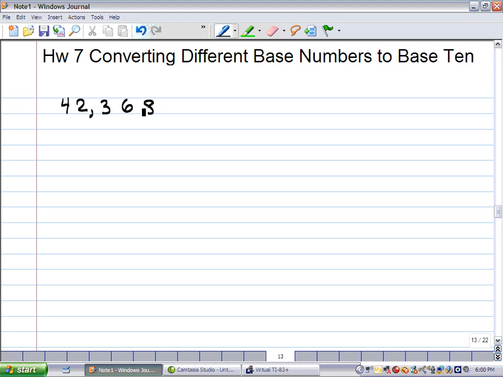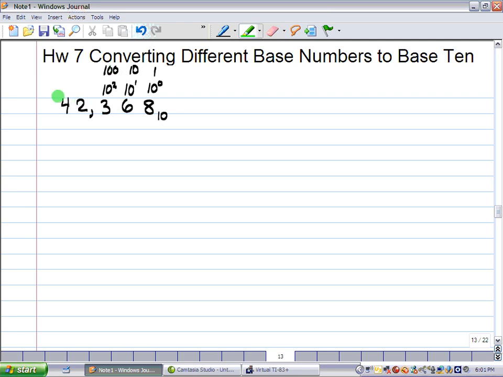We have 8 here, and this is base 10, so I'm going to go ahead and write a 10 down there to remind us. This is base 10, so this is 10 to the 0. Remember, anything to the 0 power is 1. Then this one is going to be 10 to the 1, which is 10. And this one's going to be 10 to the 2, which is 100. So this is the ones place, this is the tens place, this is the hundreds place.